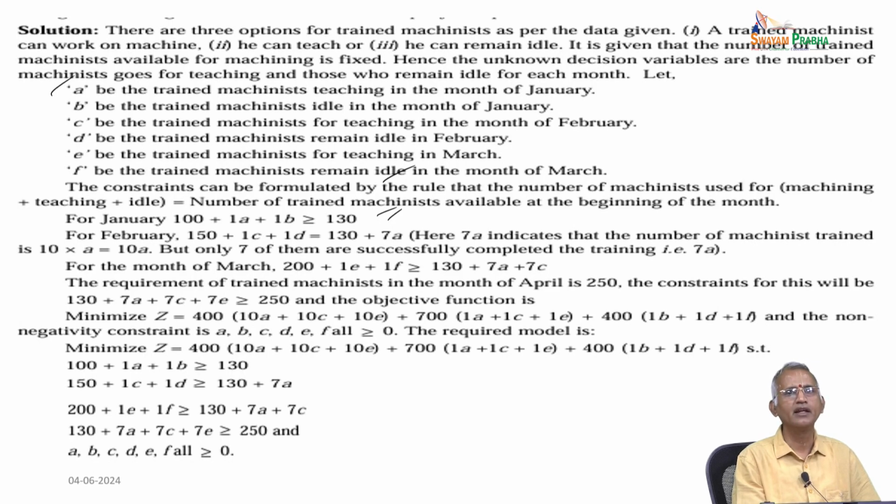Here 7A indicates that the number of machinists trained is 10 into A equal to 10A, but only 7 of them successfully complete the training, which is 7A. For the month of March, 200 plus 1E plus 1F is greater than or equal to 130 plus 7A plus 7C. The requirement of trained machinists in the month of April is 250. The constraint for this will be 130 plus 7A plus 7C plus 7E greater than or equal to 250.